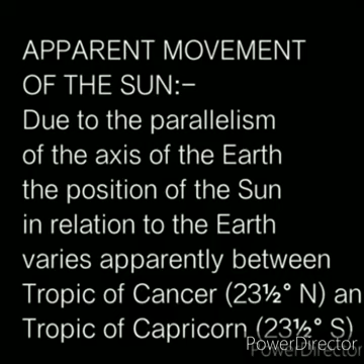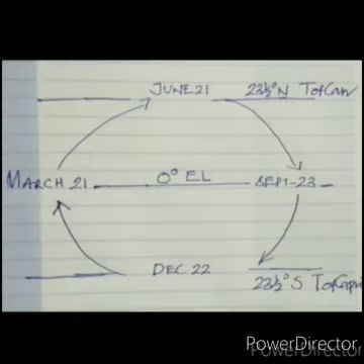Generally 0 degree latitude is known as equatorial line, and 23.5 degree north is Tropic of Cancer, and south, that is Capricorn. Look at the picture. It describes the apparent movement of the Sun due to the inclination of axis.